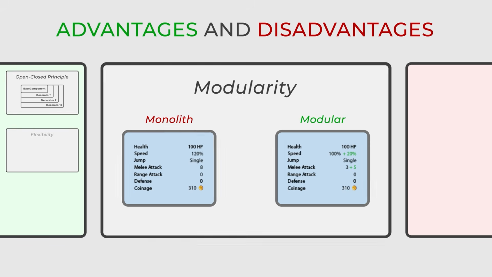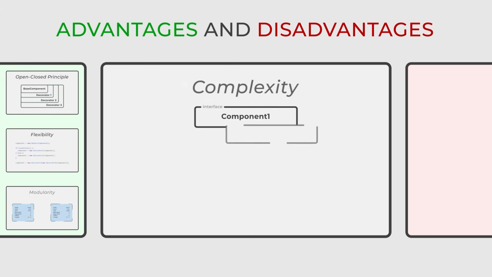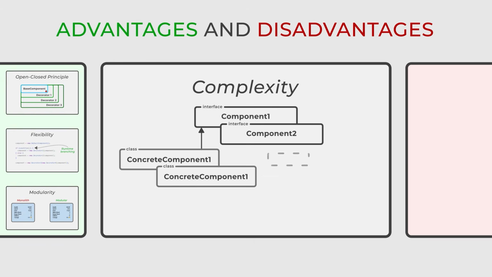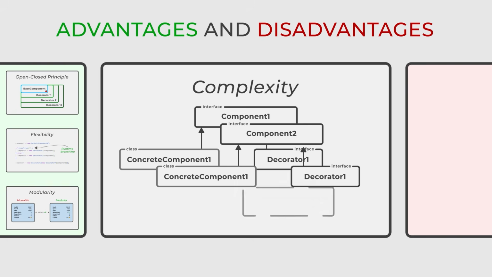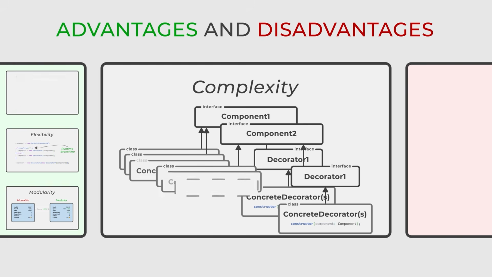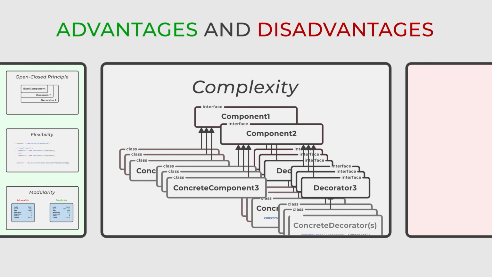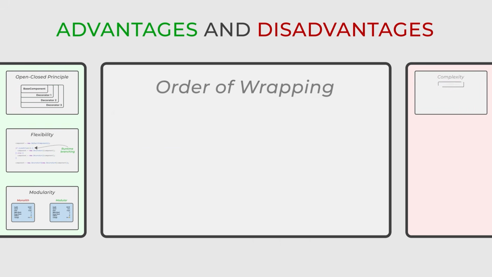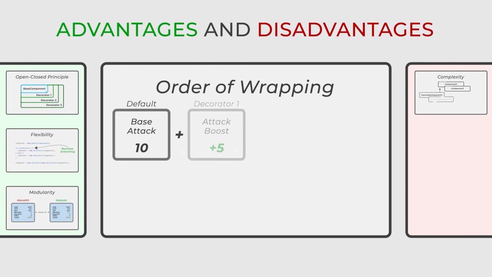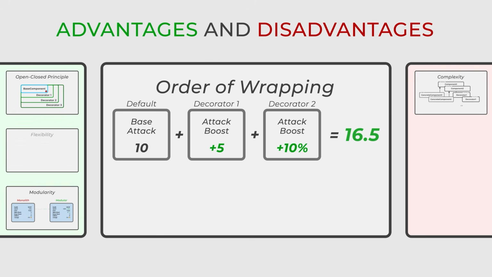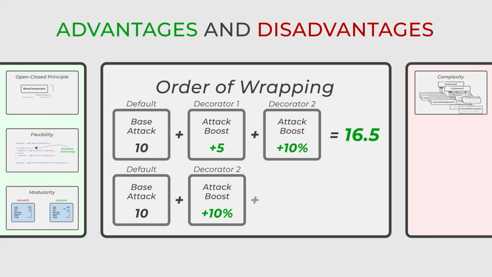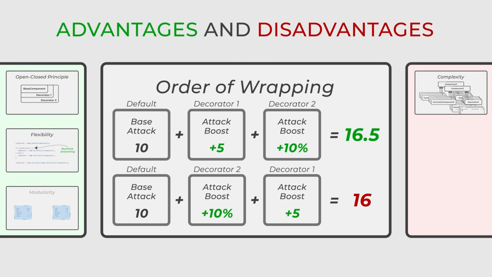On the flip side, one of the primary challenges is the complexity it introduces, resulting in an increased number of classes. This can make the codebase more intricate and challenging to grasp, especially for newcomers or those unfamiliar with the pattern. Additionally, the order in which decorators are applied is crucial, as it can significantly impact the system's behavior. If not managed carefully, this could lead to unexpected results, potentially creating bugs or issues within the application.